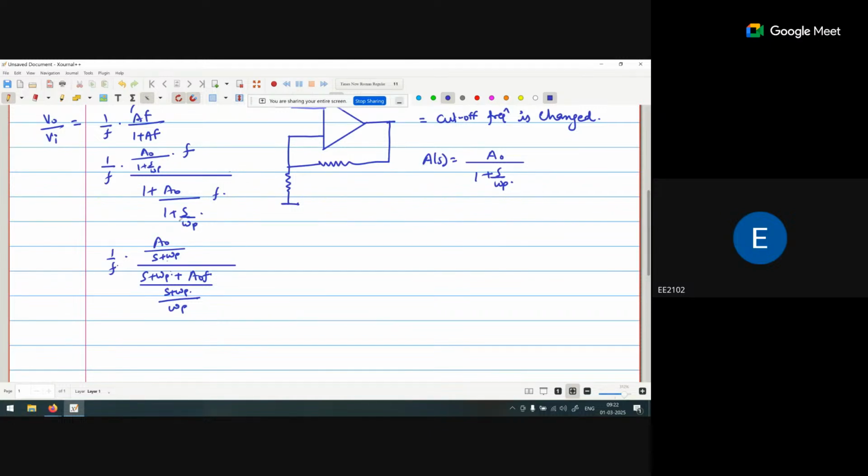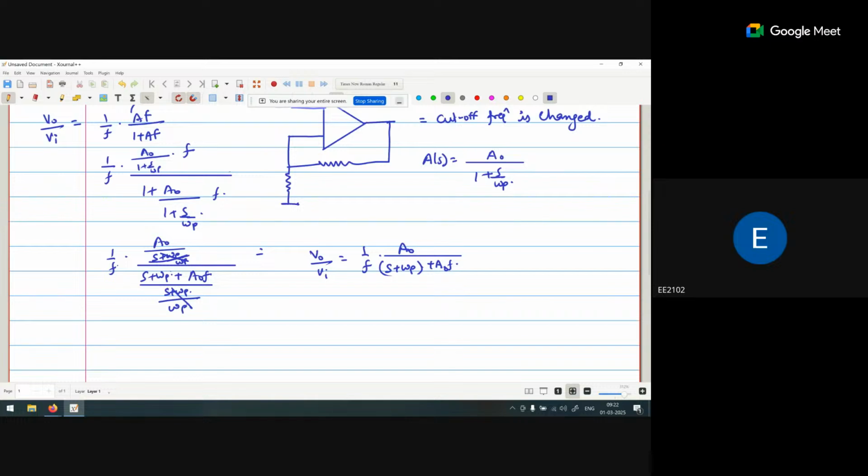Okay. Again, there is the omega. Okay, upon omega. So this term will be cancelled out with this one, so it becomes Vo upon Vi is equal to 1 by f into A naught upon s plus omega p plus A naught.